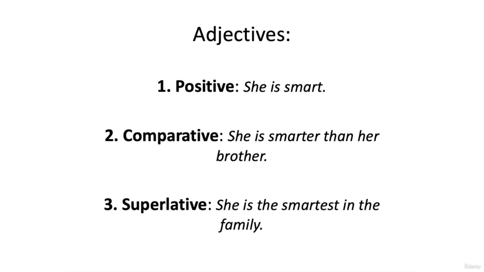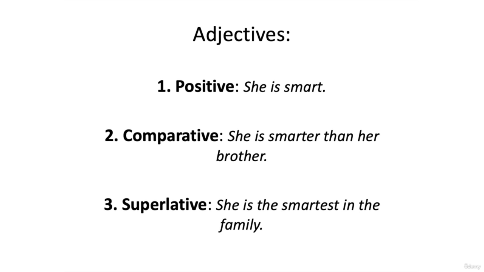Adjectives are used when you want to compare things. Adjectives have 3 degrees: positive, comparative, and superlative. The positive form is what we have learned in the previous lesson. It simply describes one person or thing. She is smart.